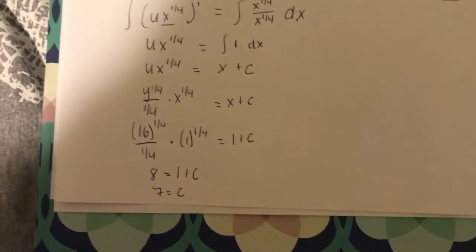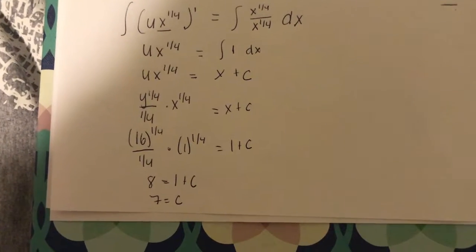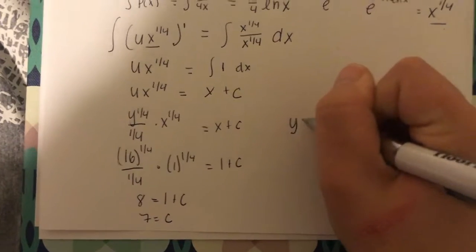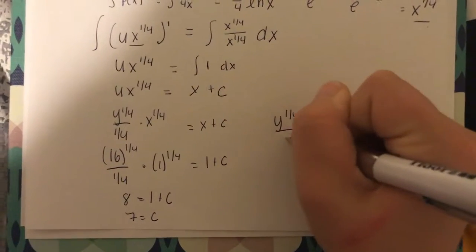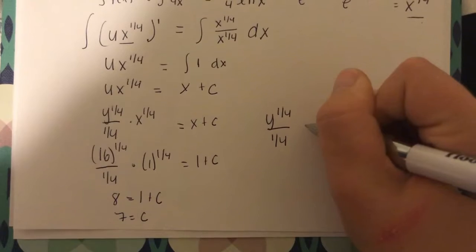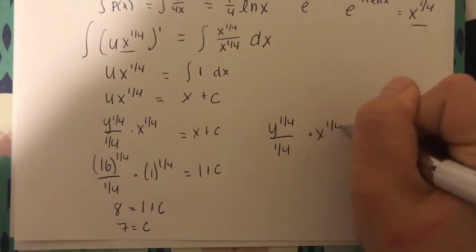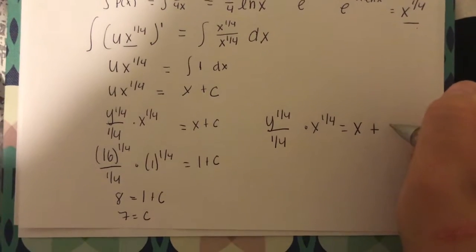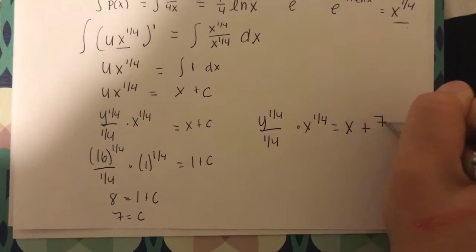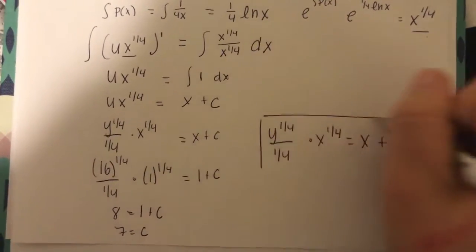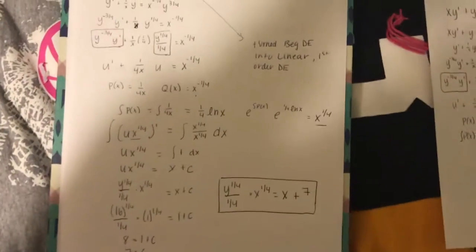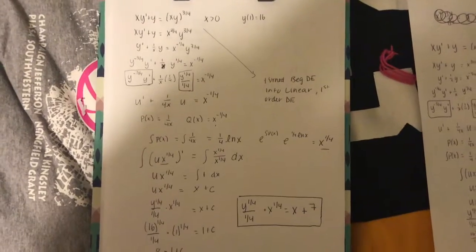Now I need to plug that back into that equation so that I don't have an arbitrary constant. y to the 1/4 all divided by 1 divided by 4 times x to the 1/4 equals x plus, and I'm plugging in 7 for c, so I get 7. And that is my solution to this differential equation using Bernoulli's method.